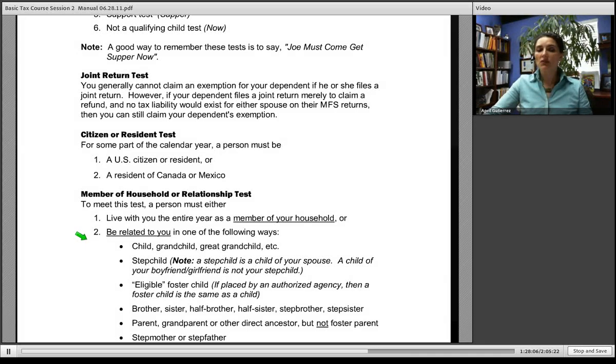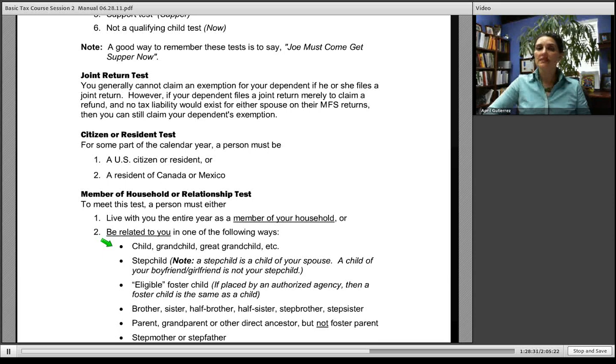And to have a qualifying relative, you have to have a person who lived with you as a member of your household for the entire year, or they are related to you. They are considered to be related to you if they are related in any of the following ways: child, grandchild, great-grandchild, etc. Stepchild. But remember, a stepchild is a child of your spouse. A child of your boyfriend or girlfriend is not your stepchild.